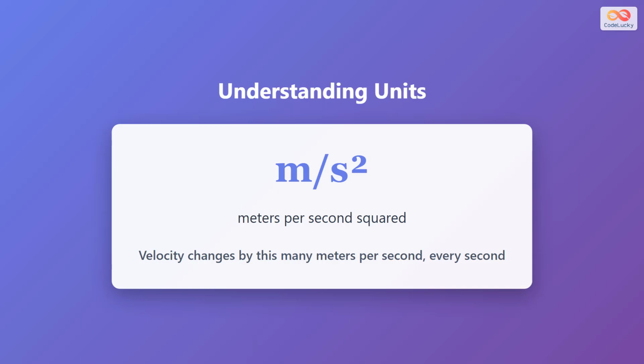Acceleration is measured in meters per second squared. This may sound complicated, but let's break it down. Meters per second squared means that velocity changes by a certain number of meters per second, every second. For example, if a car has an acceleration of 5 meters per second squared, its velocity increases by 5 meters per second every single second.